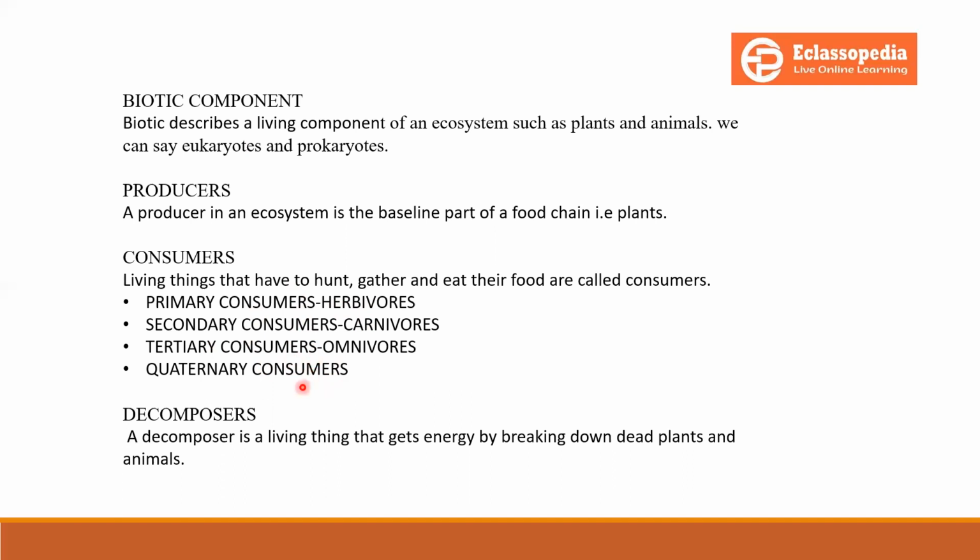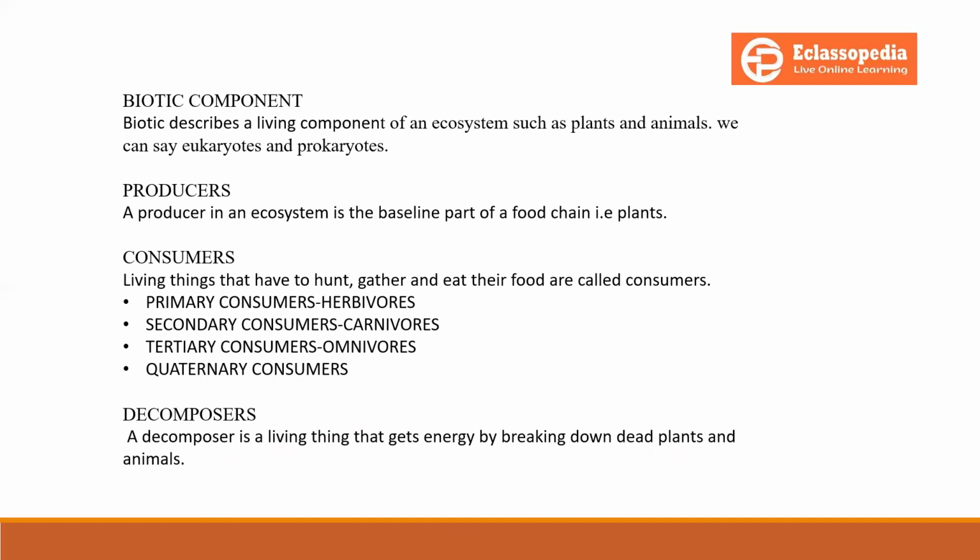Then you have quaternary consumers. These are present in some food chains. These organisms depend on tertiary consumers for energy. Furthermore, they are usually at the top of the food chain as they have no natural predators. Then come decomposers. What are decomposers? These are living things that get energy by breaking down dead plants and animals.